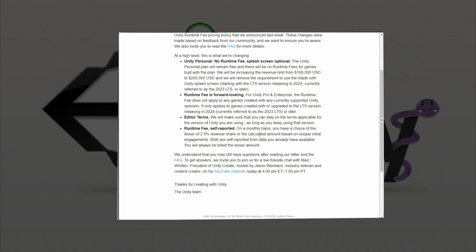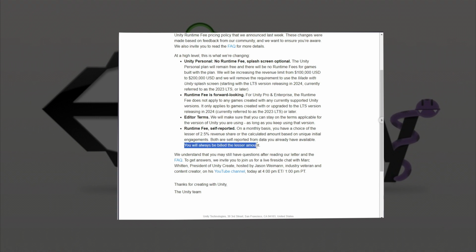So I think what they're saying is that I can do either a monthly or yearly revenue share. Both are self-reported from data you already have. So that means we'll be sharing our installation data and revenue data with Unity, and we'll be working together. I think this is really good.